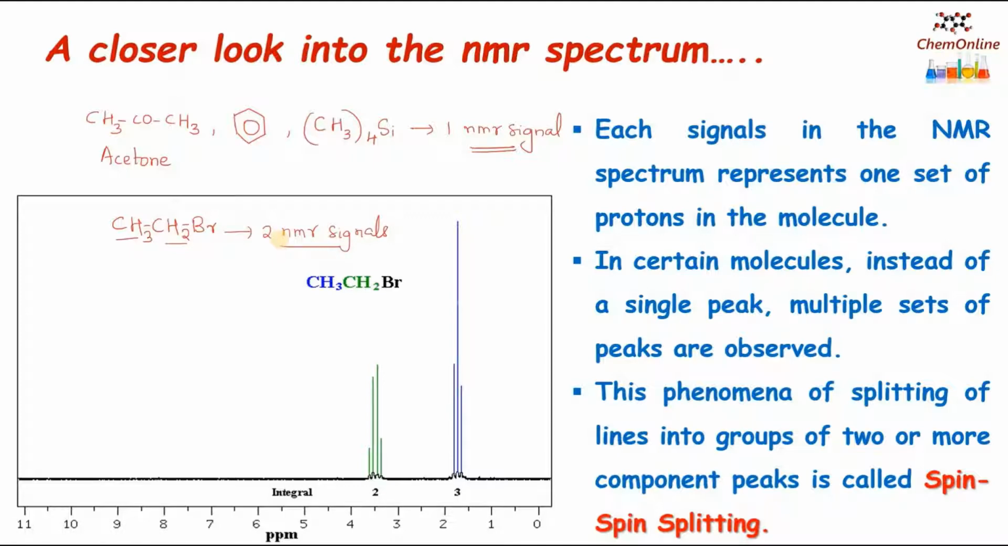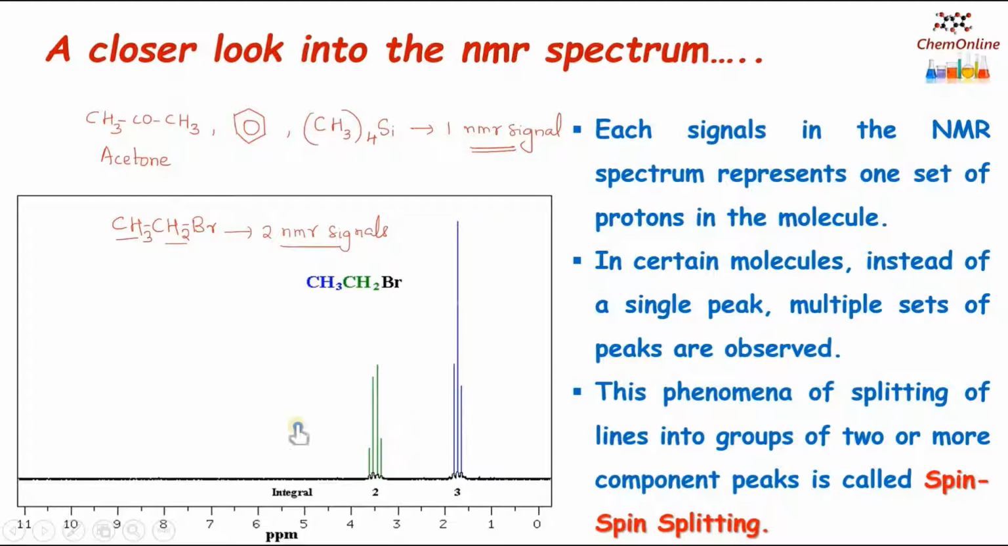But if we take a closer look into the NMR spectrum, we can see that in certain molecules, instead of a single peak, multiple sets of peaks are observed. Here you can see the spectrum of ethyl bromide. As I said earlier, there are two different sets of chemically equivalent protons. So we expect two peaks in the NMR spectrum.